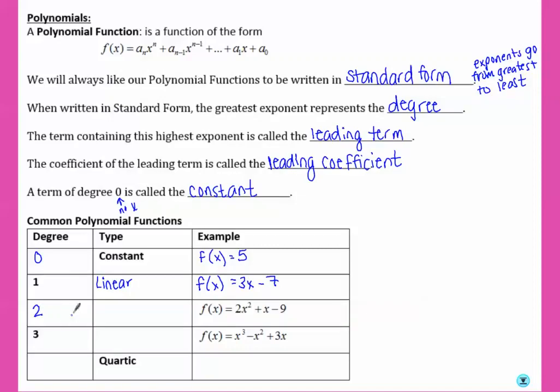Our second degree polynomials, we just spent the last couple months learning about. What's it called when we have an x squared in our function? Hopefully you remember, it's quadratic. Third degree means we have an x to the third power, which we learned about in our first unit of functions. These, hopefully you recall, are called cubics.